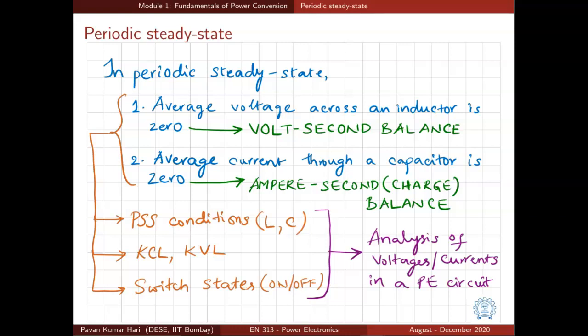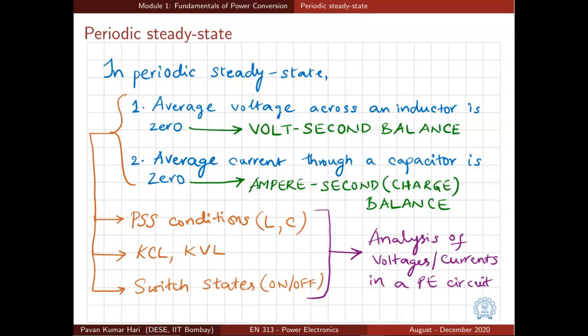So what if they don't match? The voltage across the capacitor keeps rising, which is not a steady state condition. So the voltage of the capacitor should come back to the same point under periodic steady state. That is what we mean by this charge balance. So these two conditions of periodic steady state, which talk about the inductor and capacitor, the volt-second balance and the charge balance, along with KCL, KVL, and the switch states, whether a particular switch is on or off, all these three things will be useful in the analysis of voltages and currents in a power electronic circuit.